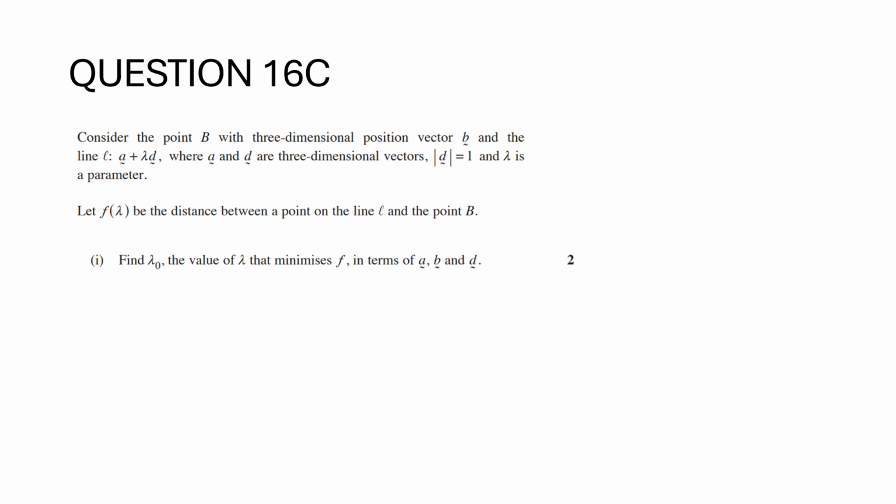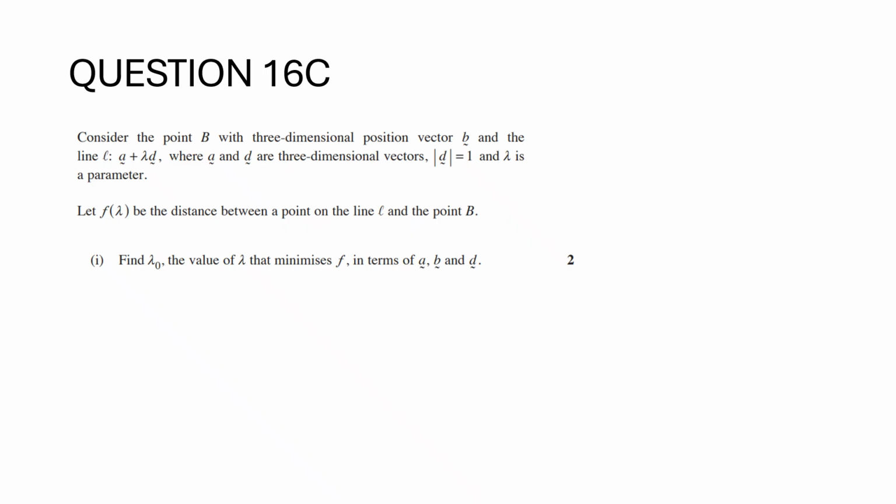16c. Consider the point B with three-dimensional position vector B and the line L, A plus lambda D, where A and D are three-dimensional vectors. Modulus of D is 1 and lambda is a parameter. Let f of lambda be the distance between a point on the line L and the point B. Part 1. Find lambda 0, the value of lambda that minimizes f in terms of A, B, and D.